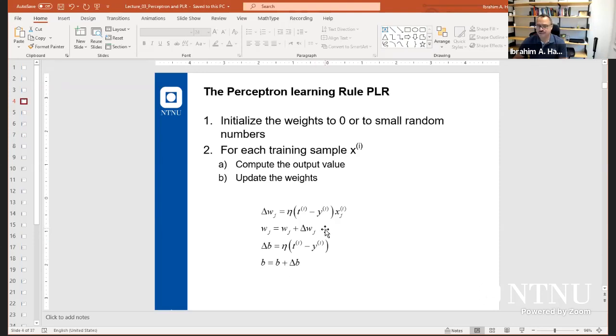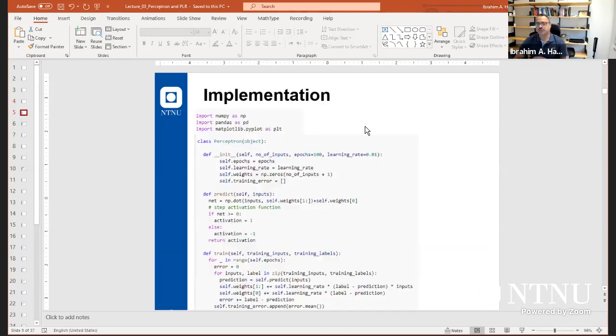So for each training sample, we compute the output value or the predictions. We apply inputs, we compute the output values, and from this output value, we calculate the error and update the weights using this formula. So the perceptron learning rule is an extremely simple learning algorithm, and it's important to know how to implement it and how to apply it for solving some problems.